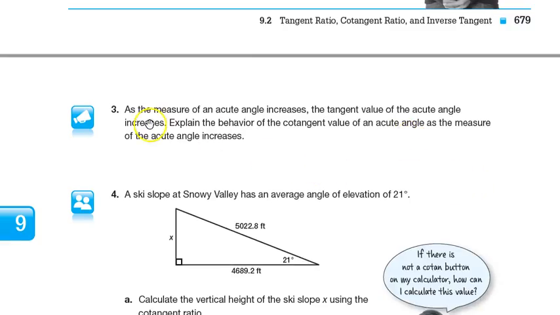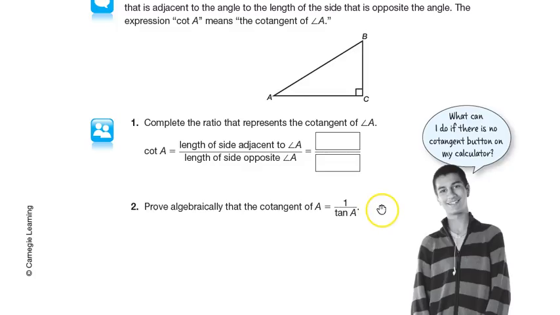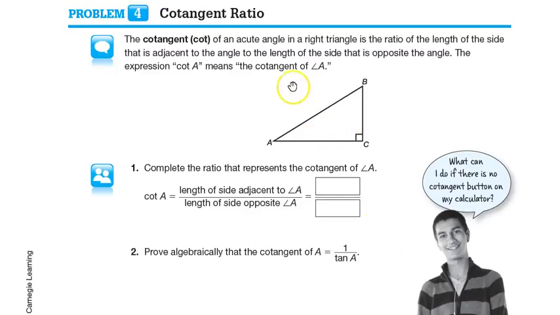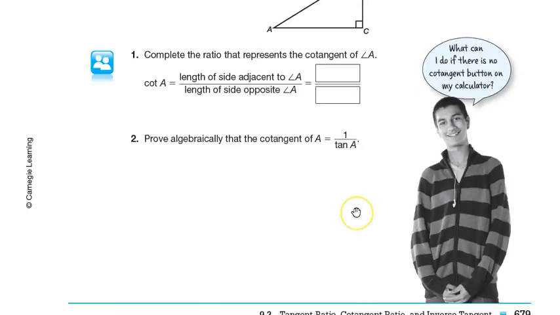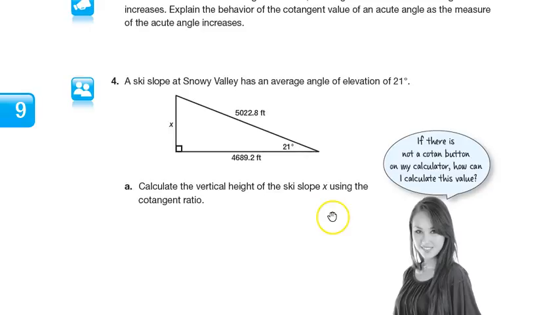Okay, so now the measure of an acute angle increases, the tangent value of the acute angle increases. So you're thinking about what's happening to the cotangent value. So as this increases, the opposite side is getting bigger. It's going up, up, up, right? And yet this side is staying the same. So now the adjacent side stays the same. The opposite side is increasing. As the denominator increases, you should recognize that the value of that cotangent is decreasing.